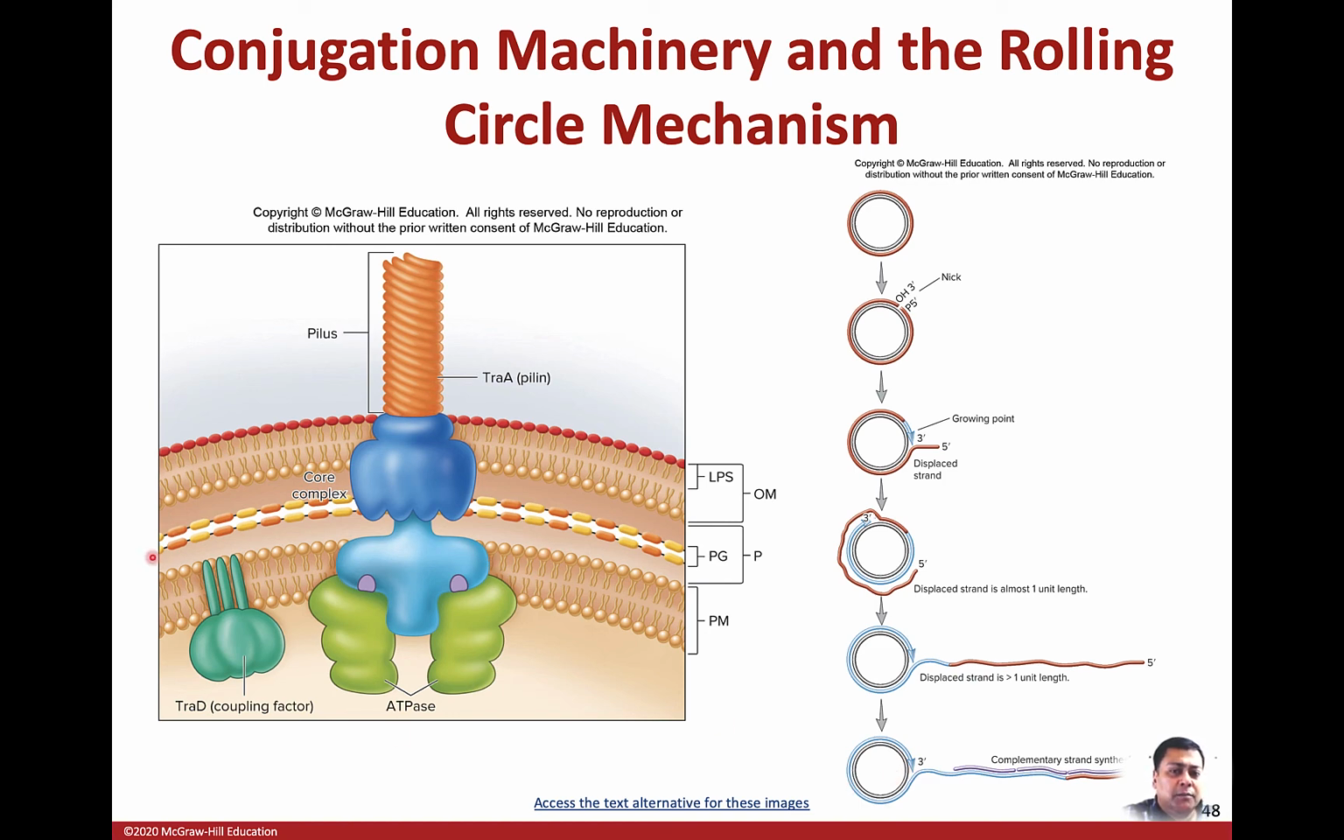So this is just being shown: this is the plasma membrane, peptidoglycan, periplasmic space. This is the LPS, so that you can easily understand that this is a gram-negative bacteria, and this is the conjugation machinery, how the DNA is transferred from the donor to the recipient.